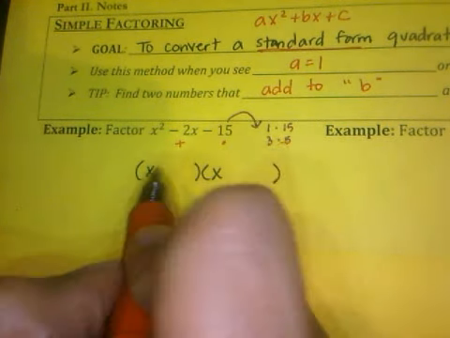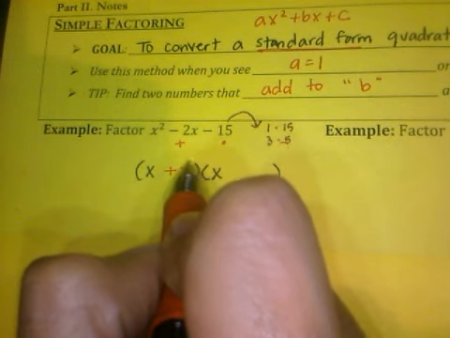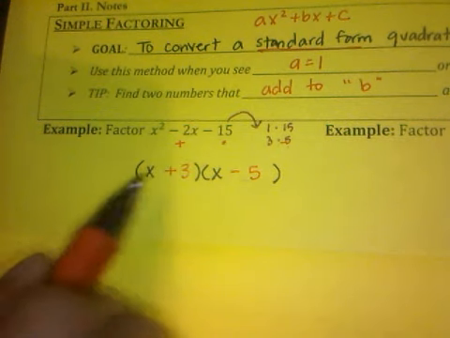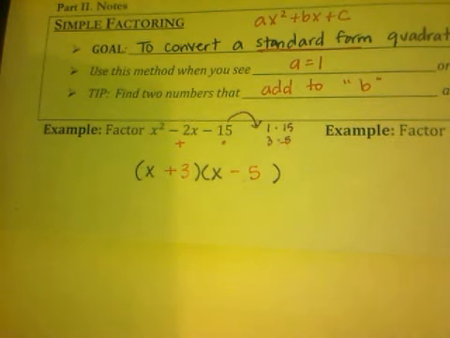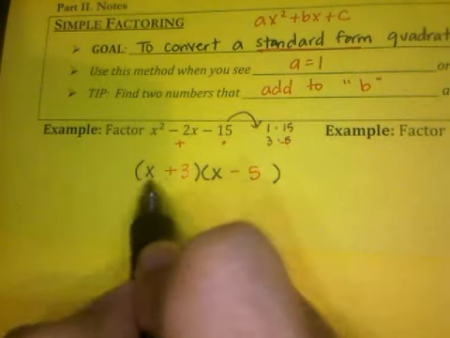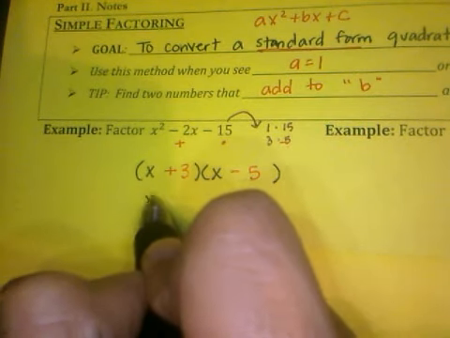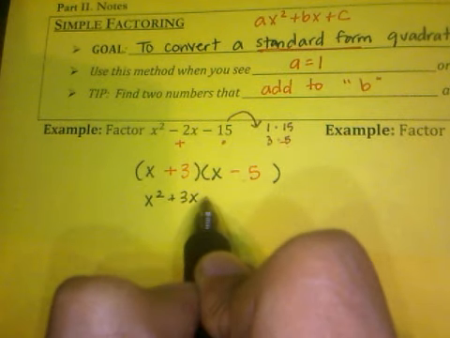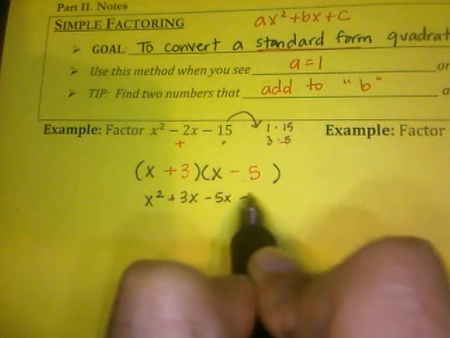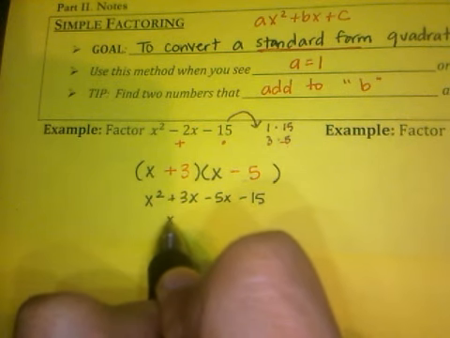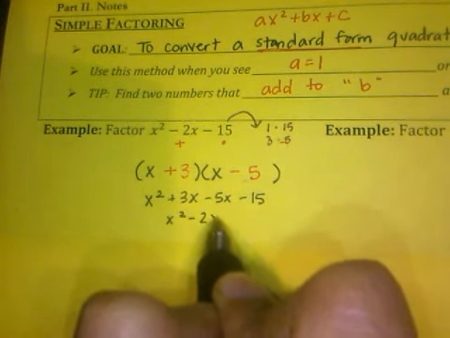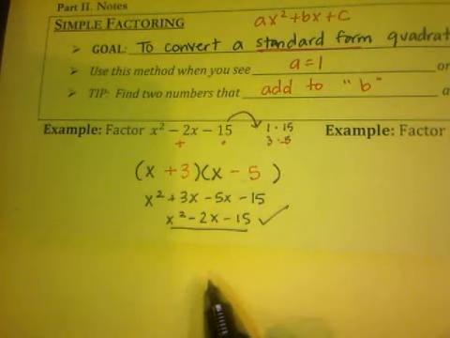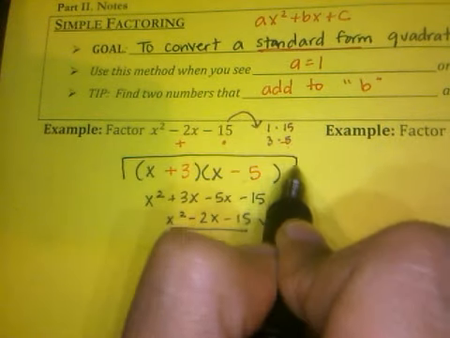So these two numbers, I'm going to fill into the rest of my binomials, plus 3 and minus 5. Or you could have put minus 5 first. The order doesn't really matter. I can check that this is the final answer. If I were to FOIL it back out, I would get x squared plus 3x minus 5x minus 15, which does indeed equal x squared minus 2x minus 15, which is what I started with. And that checks. This right here, that's your final answer.